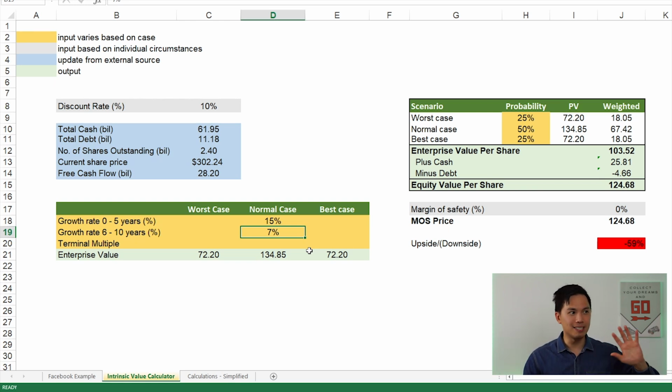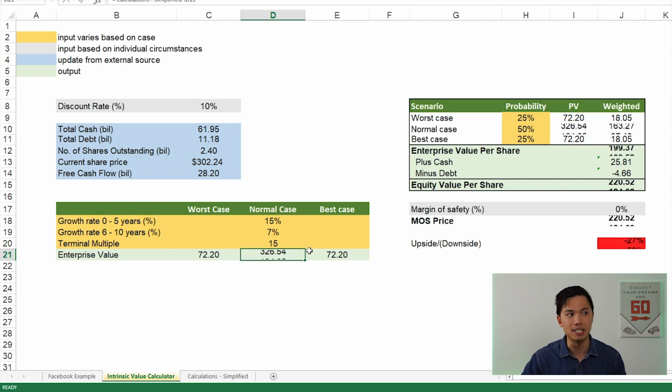And because we're forecasting 6 to 10 years away, there is a little bit more uncertainty. So I'm just going to be a little bit more conservative and use 7%. Now the terminal multiple over here is basically the multiple that we expect to sell the business at the end of year 10 based on how quickly the company is growing. So a company growing at 7% roughly, I'd say will sell at a terminal multiple of 15 times.